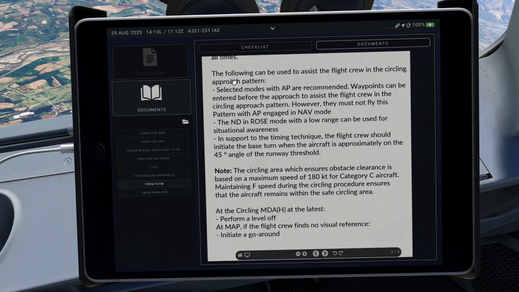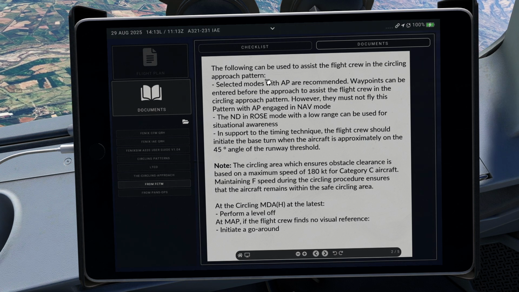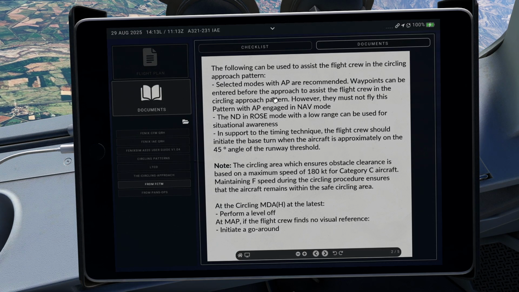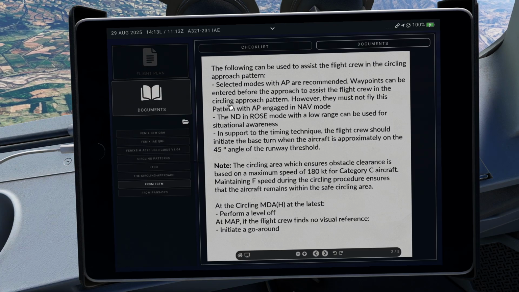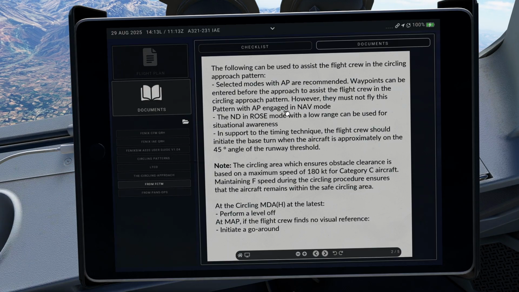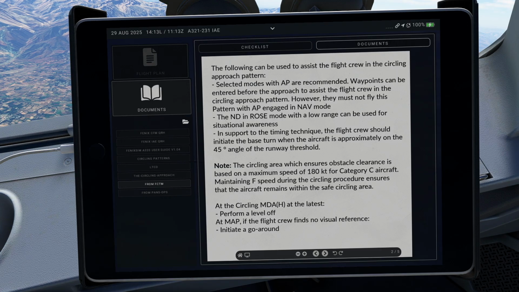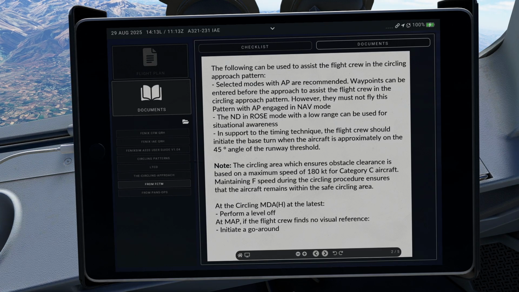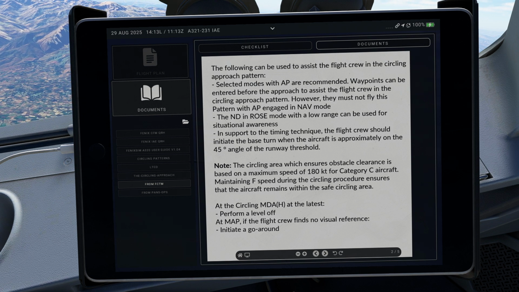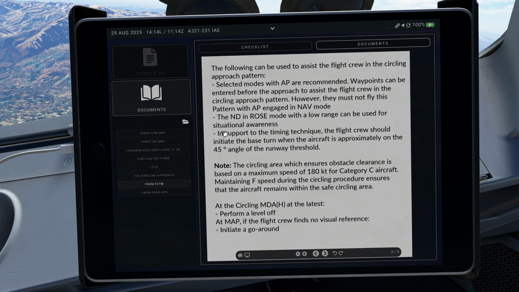Okay, the following can be used to assist the flight crew in the circling approach pattern. Selected mode with autopilot are recommended. Waypoint can be entered before the approach to assist the flight crew in the circling approach pattern. However, they must not fly this pattern with autopilot engaged in nav mode. A very important key today for us is that we are not allowed to go through the latest part of the pattern with the autopilot engaged in nav mode. The ND in ROSE mode with the low range can be used for situational awareness.